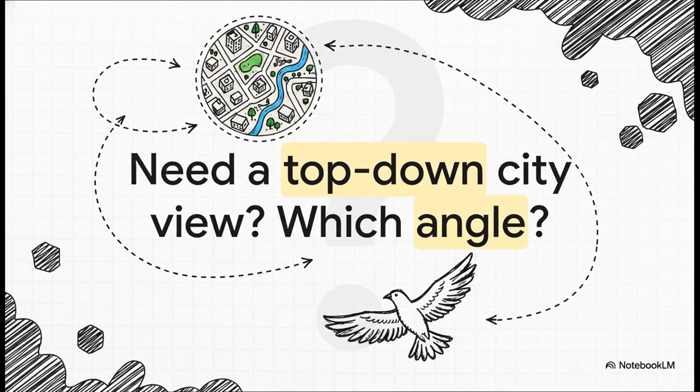All right, next scenario to test your geographic memory. You need a map-like, top-down view of an entire city just to establish where your story is taking place. Which angle are you grabbing for this? You got it. It's the bird's eye view. Literally, the ultimate wide perspective shot.